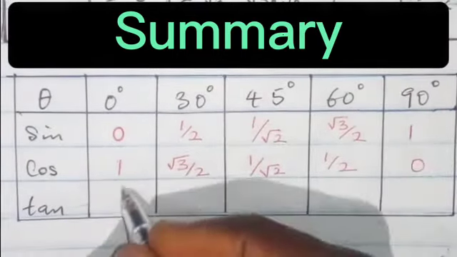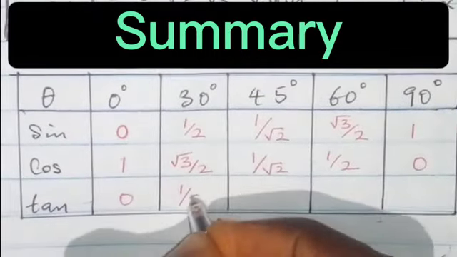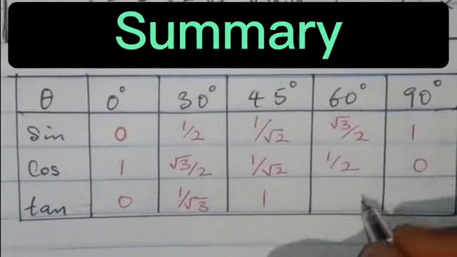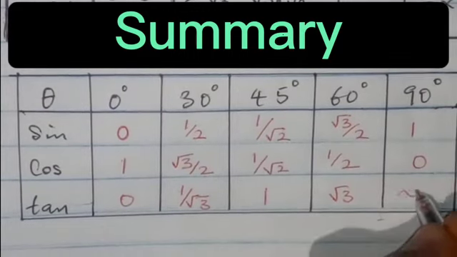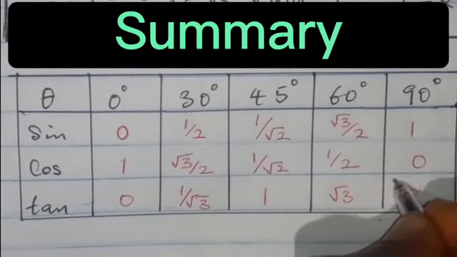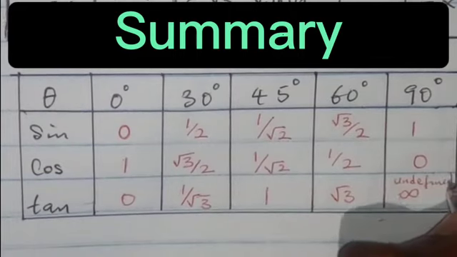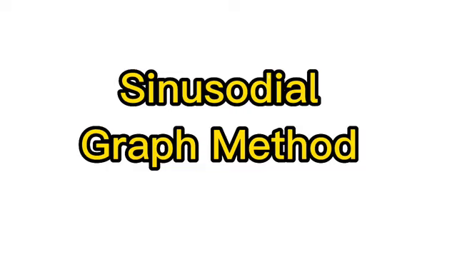Now for tan theta, tan 0 is 0, tan 30 is 1 over square root of 3, tan 45 is 1, tan 60 is square root of 3, and tan 90 is infinity or undefined. Now let's move to another section using the sinusoidal graph method.